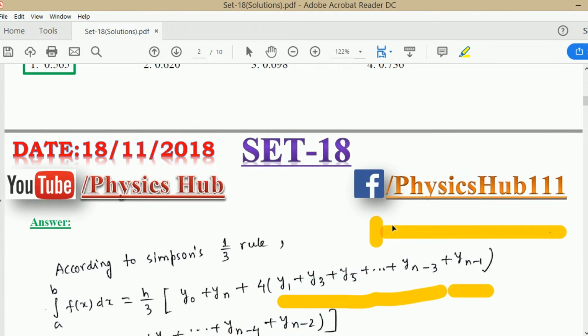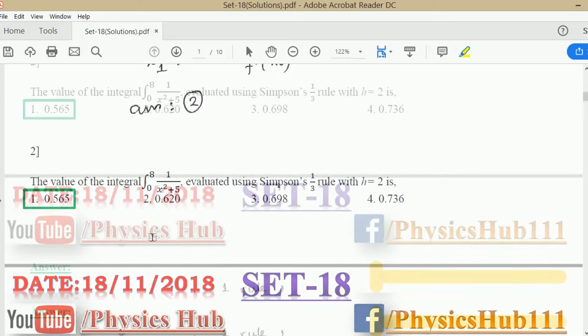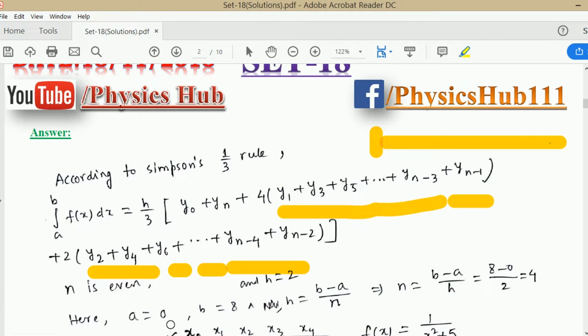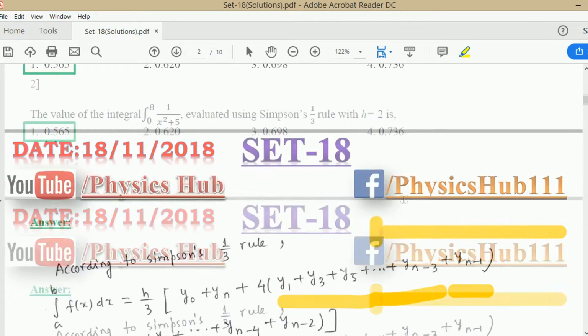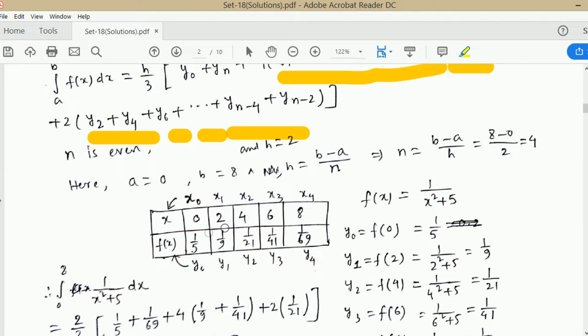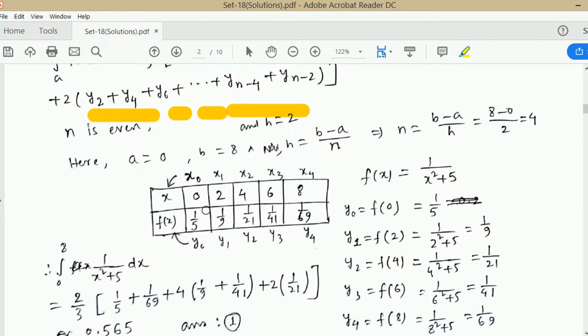So here in this question, we are given a to be 0, b to be 8, and h, the step size, is given to be 2. So you have to divide the interval 0 to 8 with a step size of 2. So it will be divided into 4 sections. Okay, 1, 2, 3, 4.